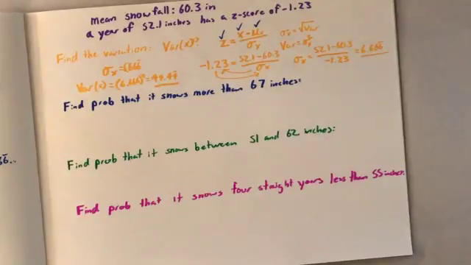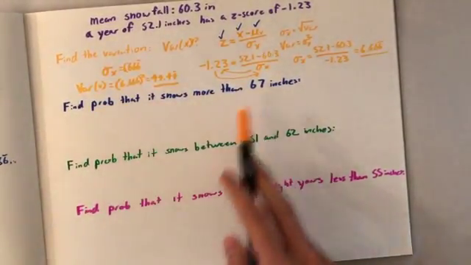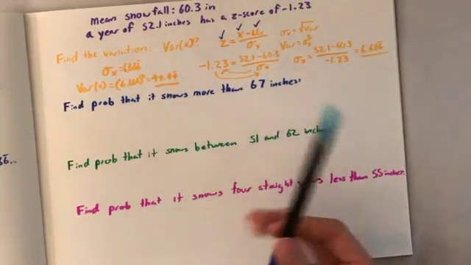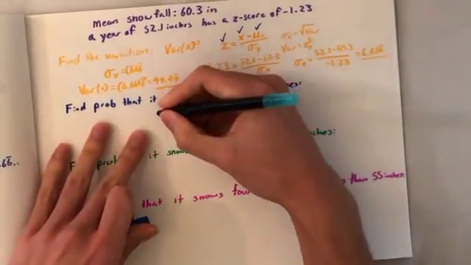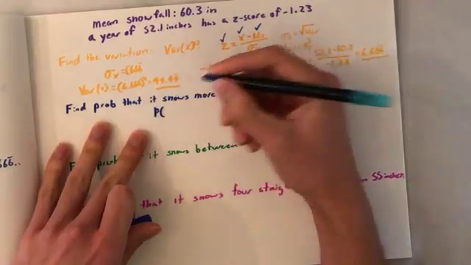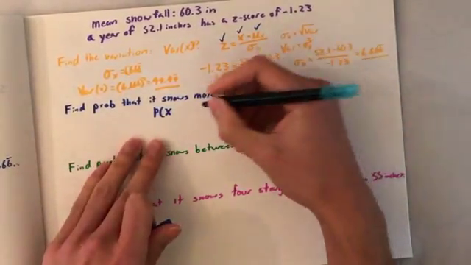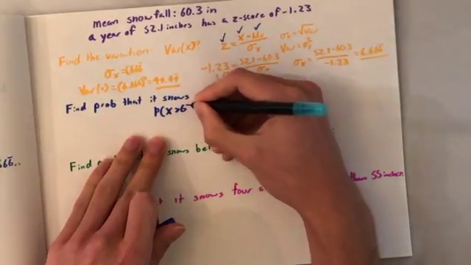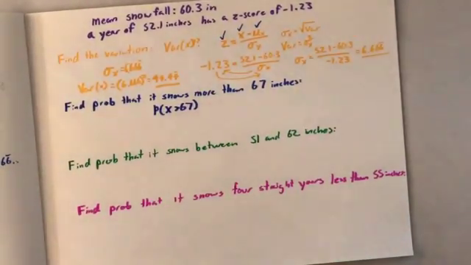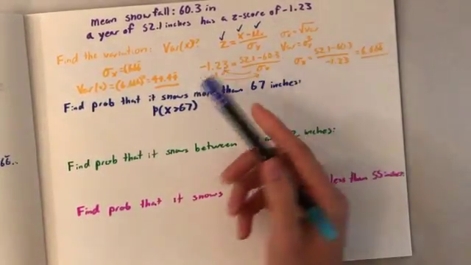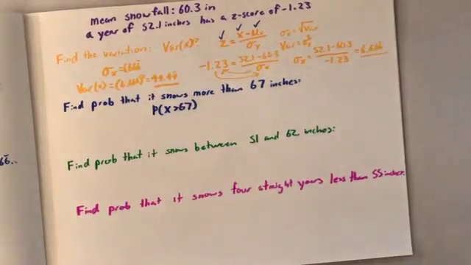Okay, now that we know our standard deviation and our variance, we want to find the probability that it snows more than 67 inches. You can do this on your calculator fairly easily. You just want to know the probability that x, our random variable, how much it snows, is greater than 67. That's how we'd write it.